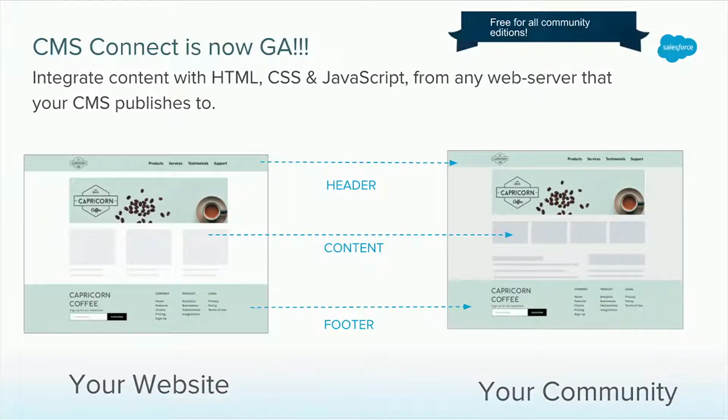As Kusum said, we have CMS Connect with us, which is so powerful to bring all your web content from any other CMS system into your Salesforce community. We have 2 types of CMS Connect: JSON and HTML. I'll cover CMS Connect HTML first. CMS Connect is now GA, and the best part is it's free for all community editions.